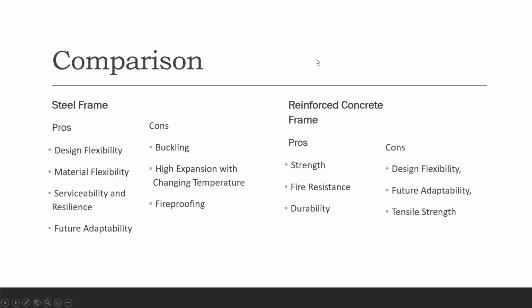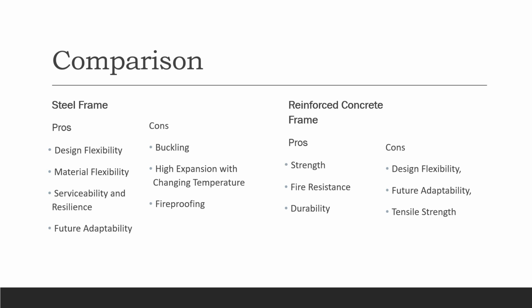Let's do a comparison between the two. For the steel frame, we have some pros on there. One big one for us was the design flexibility and also the future adaptability. Cons are listed there as well, which include buckling and the high expansion with changing temperature. It's a big concern whenever it comes to steel frames.